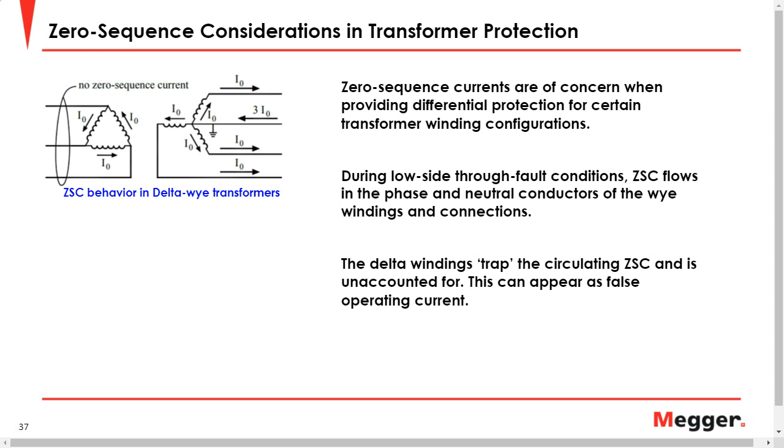Now, if you have a through fault condition, and it's very common with the utility companies, if you assert an 87 element, if you trip on differential on that transformer, this is going to greatly extend the time that it's going to take to bring that transformer back into service.